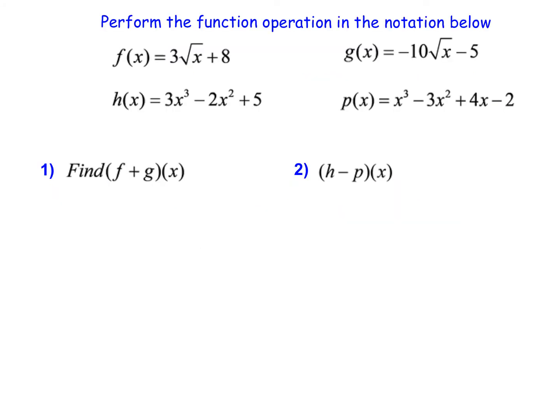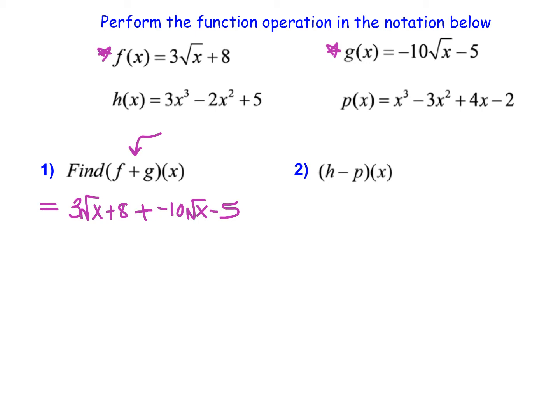So let's practice interpreting and completing a couple of examples. Here we can see that we're adding together functions f and g of x. I'm going to utilize these two functions and simply add them together. So this is going to equal f of x, which is 3 square root of x plus 8, added together with -10 square root of x minus 5.